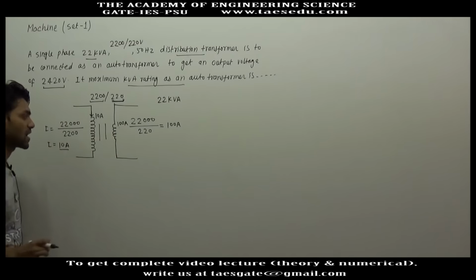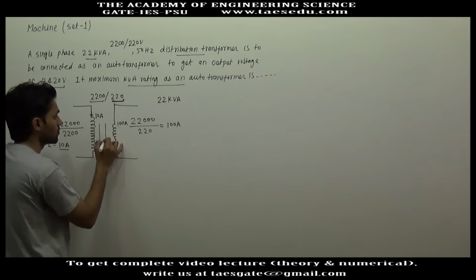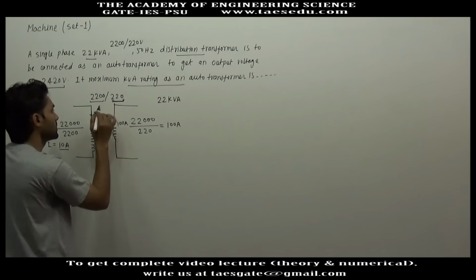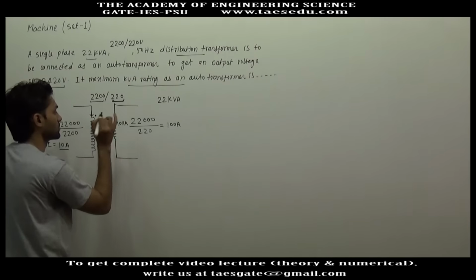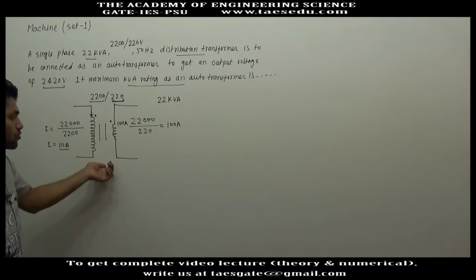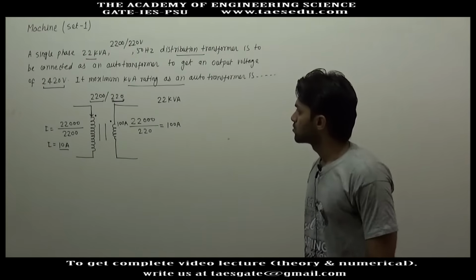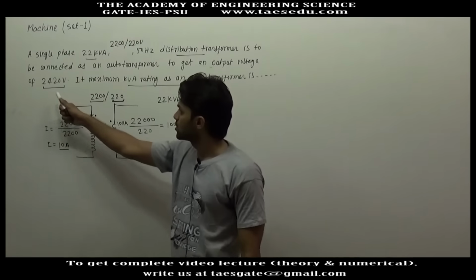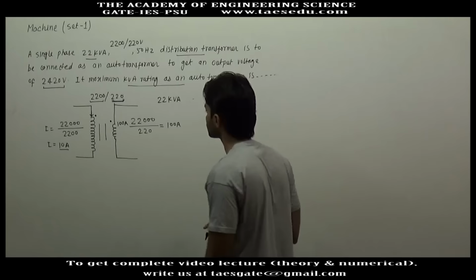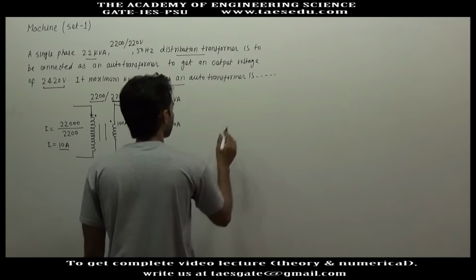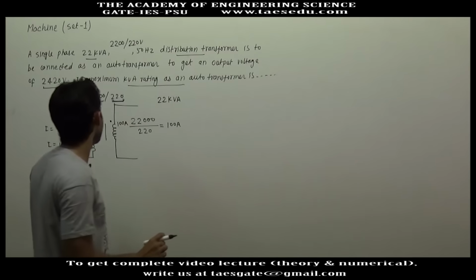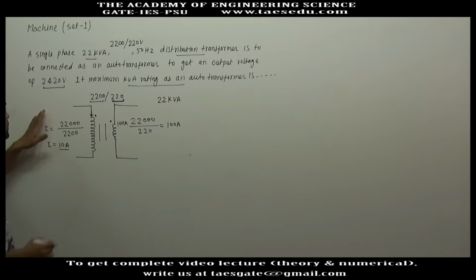These two windings are magnetically coupled with a core, and let's say this is the dot polarity. Now this two-winding transformer has to be connected as an auto transformer so as to get the output voltage 2420 volt. Basically, how will you get 2420 volt?